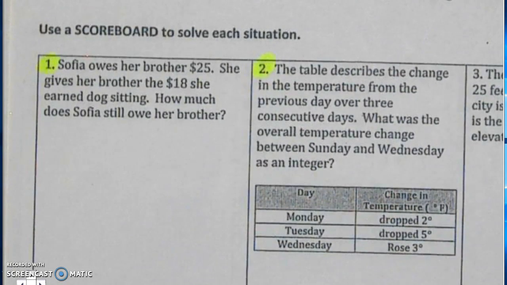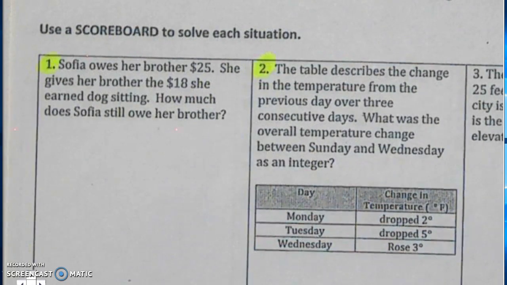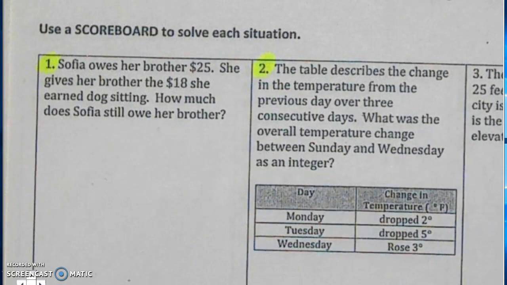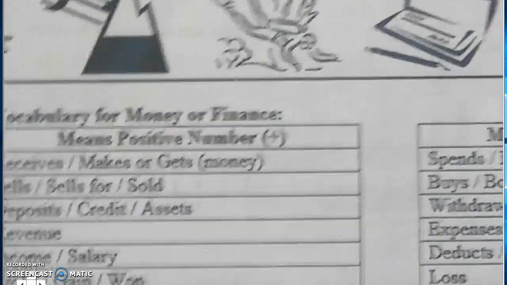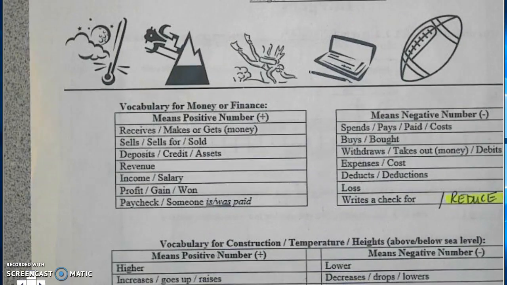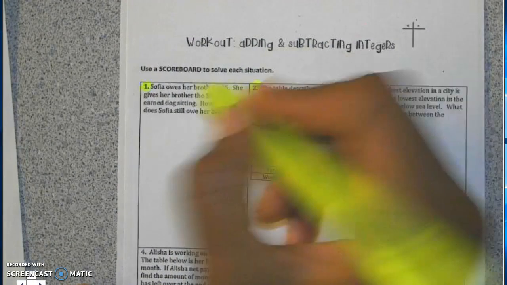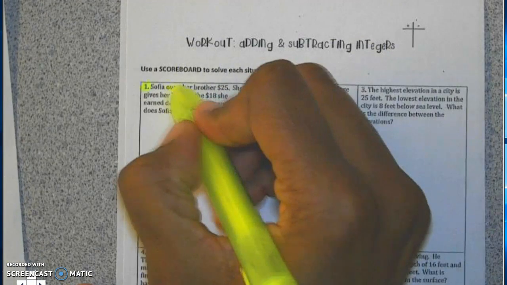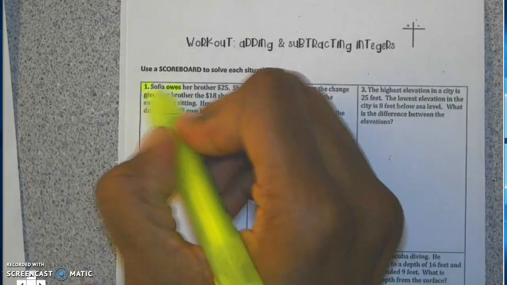Number 1 says, Sophie owes her brother $25. She gives her brother the $18 she earns dog sitting. How much does Sophie still owe her brother? So let's go in. We can use our chart if we choose to find words that are negative and positive for finance. I see that one of the words that was there was give. She owes her brother and she gives her brother.